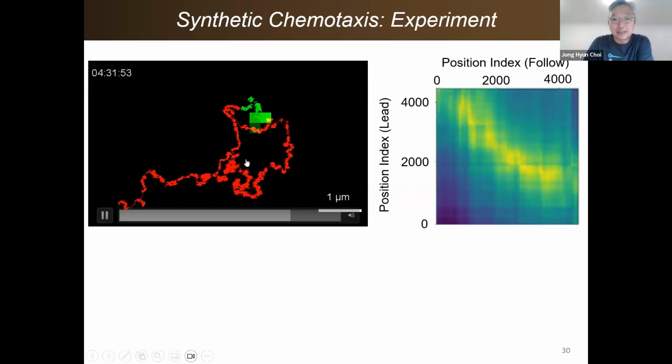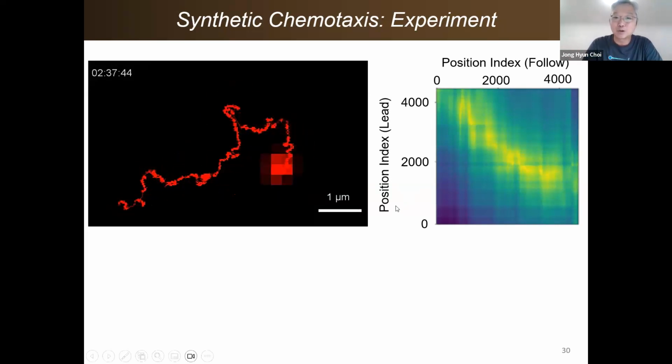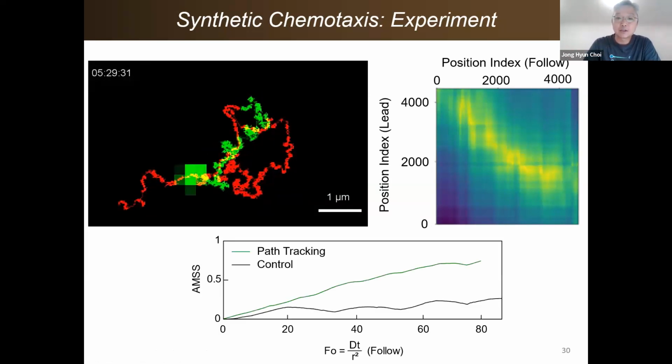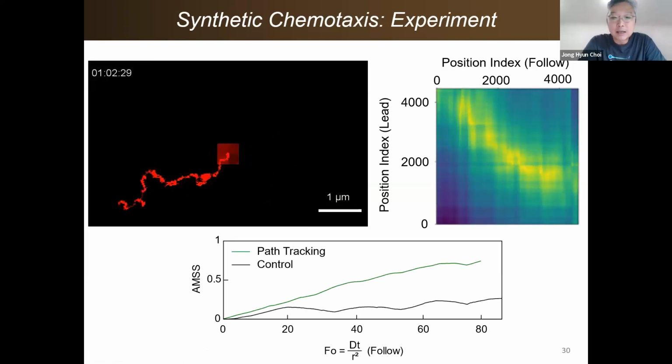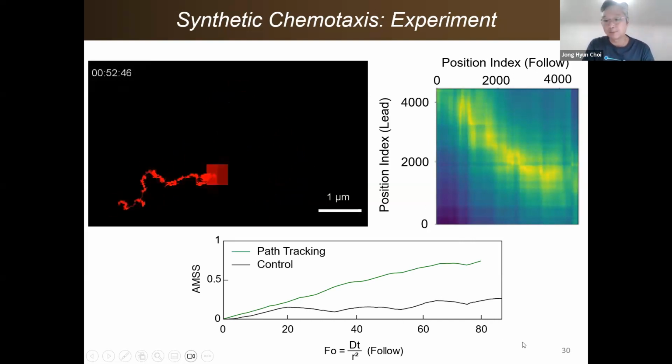In our case, it goes in the opposite direction. In other cases, we see the same direction too, and in terms of position index, that's why it's flipped. But this is the lead and this is the follow. As you see, you can imagine the high intensities along this diagonal. Obviously the uncorrelated case is completely dark. For the temporal correlations, AMSS, if it is correlated in time path tracking, it goes from 0 to unity, but for negative controls, there's just noise as a function of Fourier number.